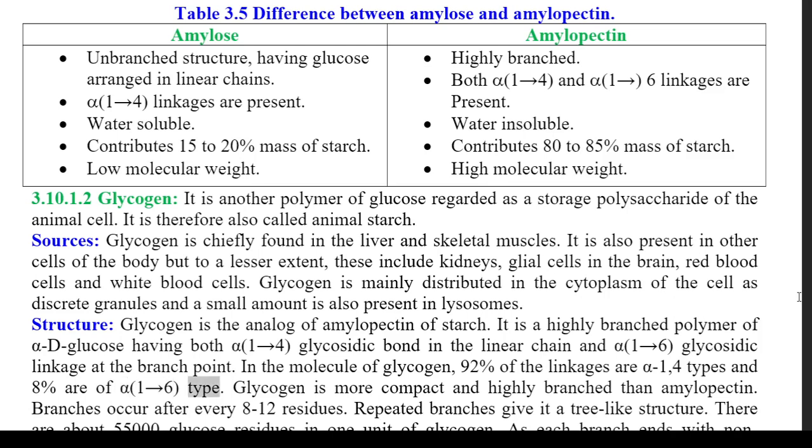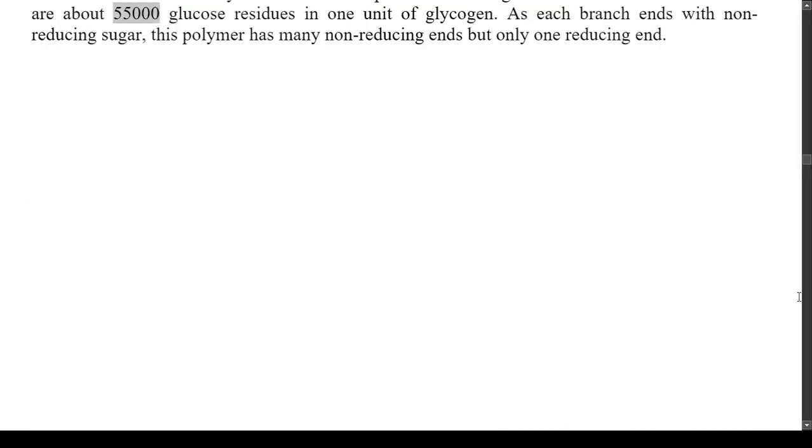Glycogen is more compact and highly branched than amylopectin. Branches occur after every 8 to 12 residues. Repeated branches give it a tree-like structure. There are about 55,000 glucose residues in 1 unit of glycogen. As each branch ends with a non-reducing sugar, this polymer has many non-reducing ends but only one reducing end.